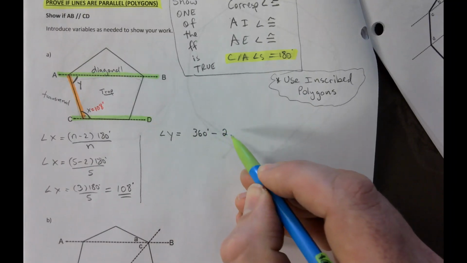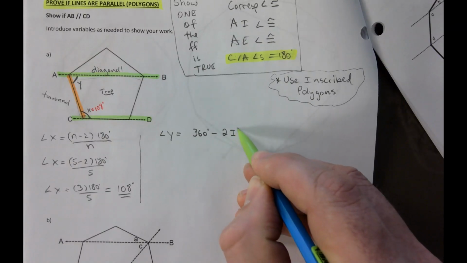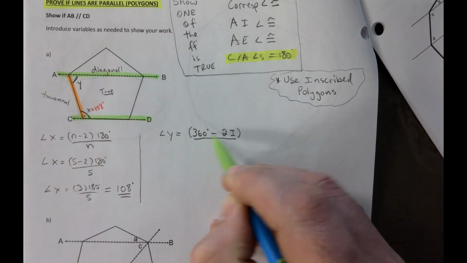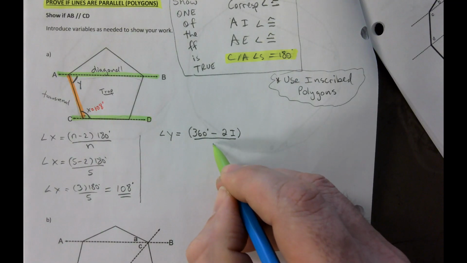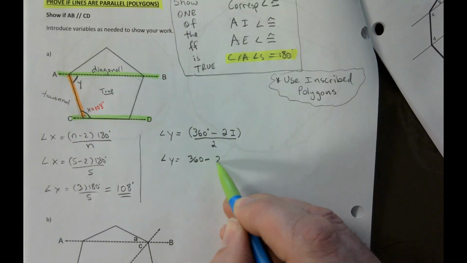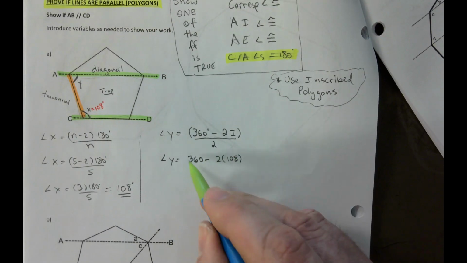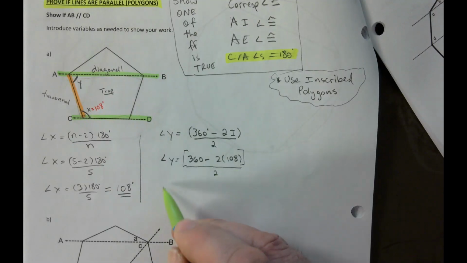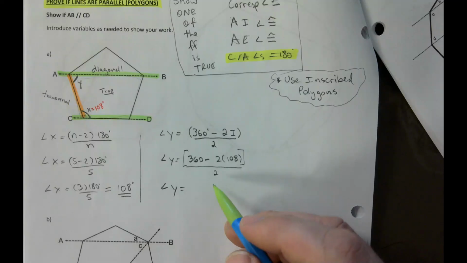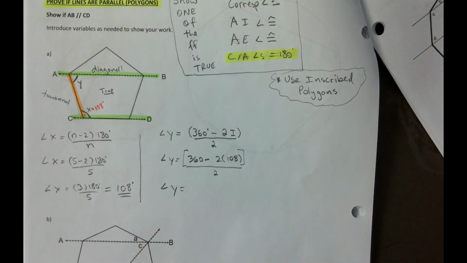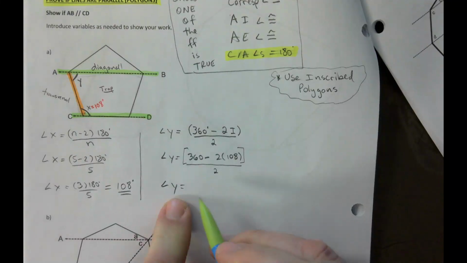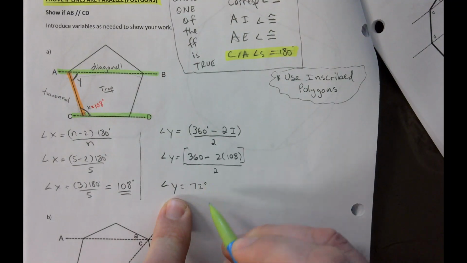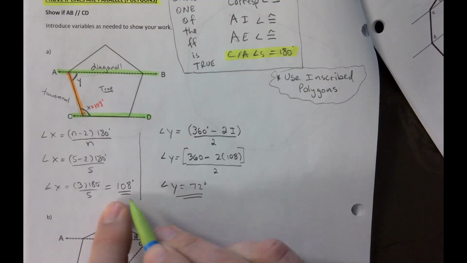360 minus 2 interior angles. Make sure you do this, put brackets around it, because some of you were not putting that in brackets, so you got the wrong answer. And this is divided by 2. So this would be 360 minus 2 times 108, and maybe I'll use square brackets right now because there are too many brackets there, divided by 2. That would be 72 degrees. Important, right? So 1 mark, 1 mark.